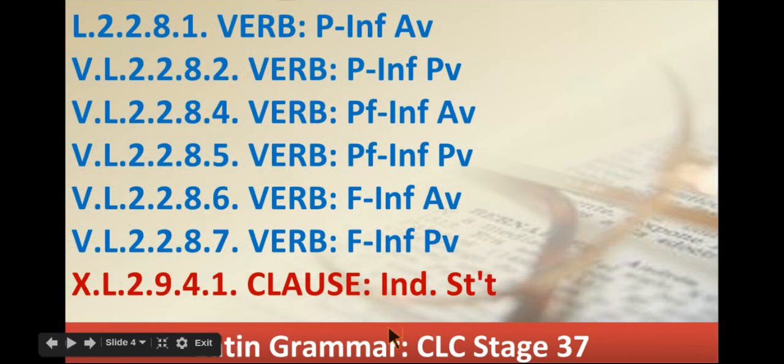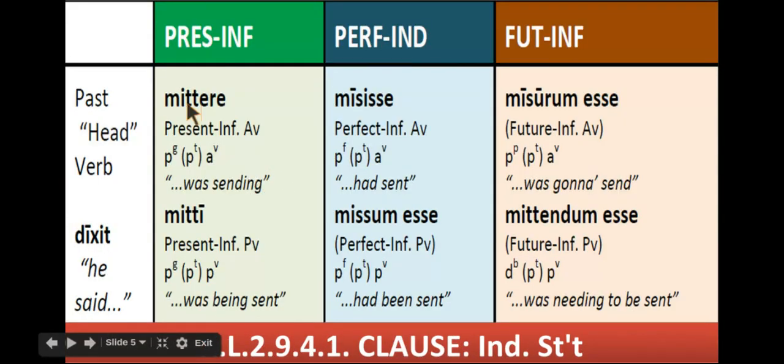Well, let's take a look at what that looks like for indirect statement clauses. As you know, the head verb will tell you your tense. So he said, present infinitives will be all progressive. Perfect infinitives will be all perfective: had been. While the future infinitive will also be was going to. Notice that it's prospective because of the -urus and the -endus, was needing to be. Where do you get the was from?